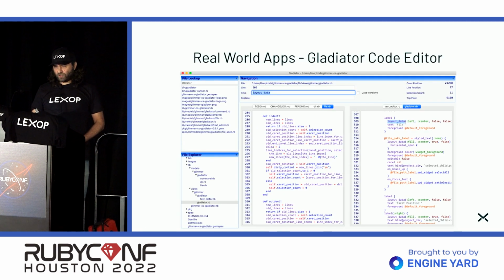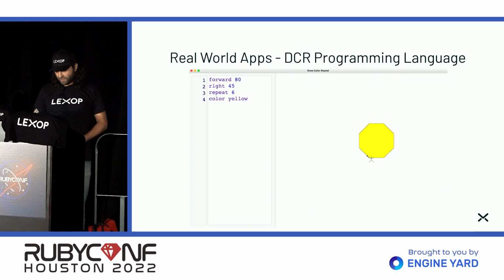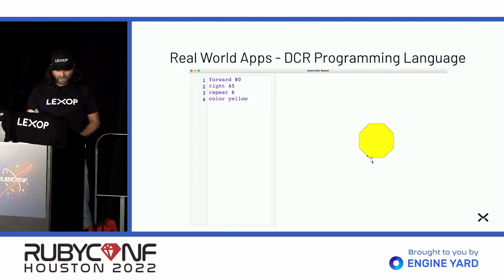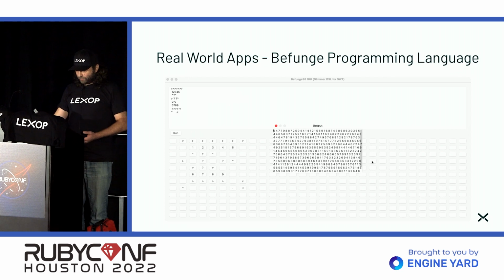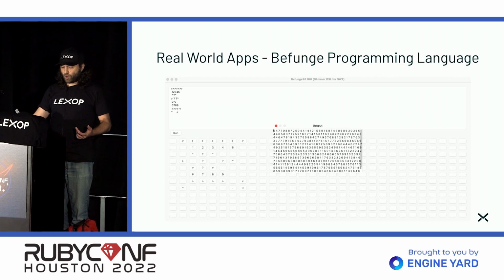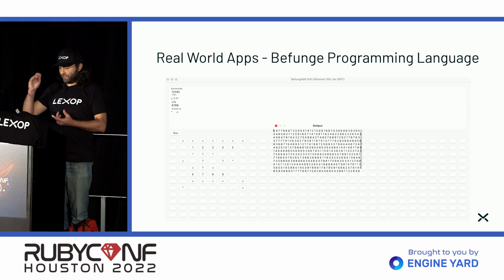This is Gladiator, which is a code editor that I've been using full-time for the last 2 years. This is the DCR programming language, Draw, Color, Repeat, which is a kid's programming language based on Logo, which is turtle graphics. And this is a variation on it that uses a stick figure instead of a turtle. This is the bfunc programming language. I built an IDE for it after I discovered that somebody coded the bfunc programming language in a Ruby gem as an engine. So I used that and built a Glimmer GUI on top of it.